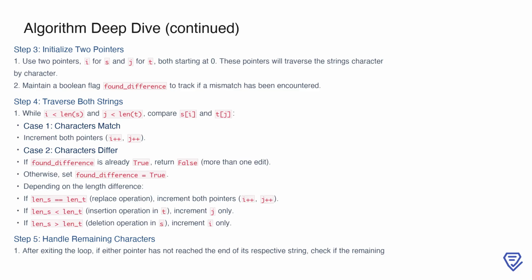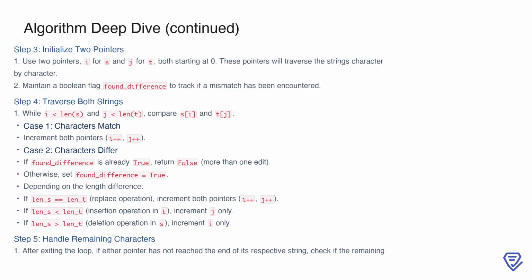We also introduce a Boolean flag, found_difference, which will help us track if we've already encountered a mismatch. Using these pointers, we traverse both strings character by character. If the characters at the current positions match, we simply move both pointers forward. However, if the characters differ, we check if found_difference is already set to true. If it is, we return false because this would mean there's more than one mismatch. Otherwise, we set found_difference to true and handle the mismatch based on the length difference.